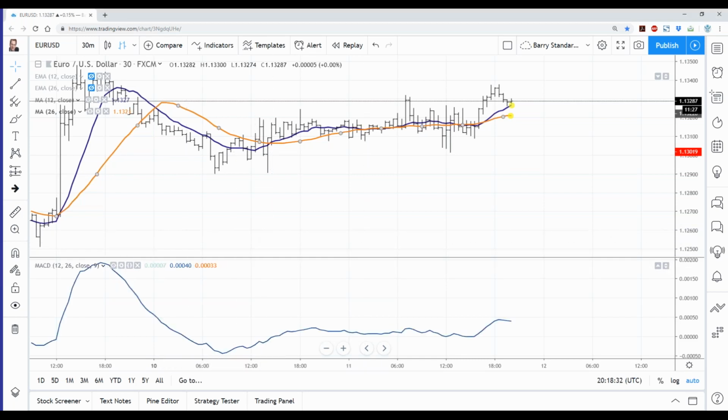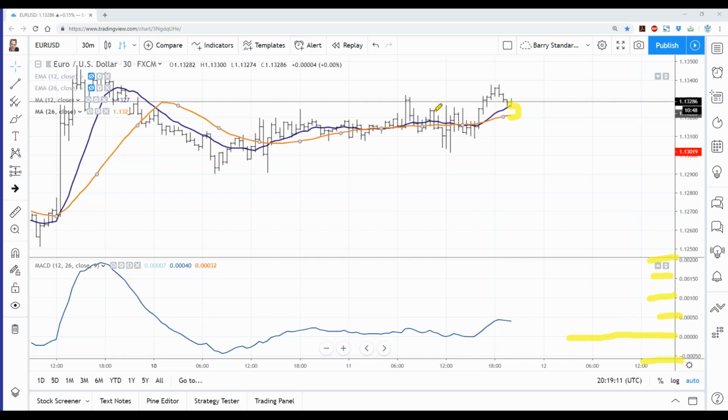Now, MACD is dropped on our chart below our price chart, down here. So this line down here is called the MACD line. The MACD line is simply the difference of this line to this line. Now, on the bottom of our chart, we can see that we have a zero line. And then we can have values above and below zero.